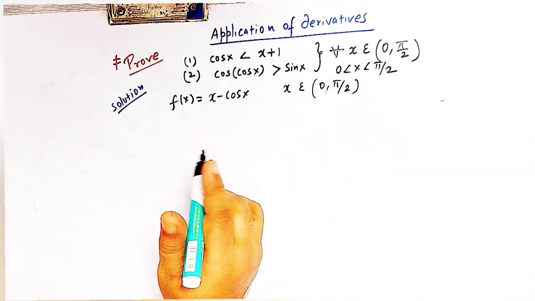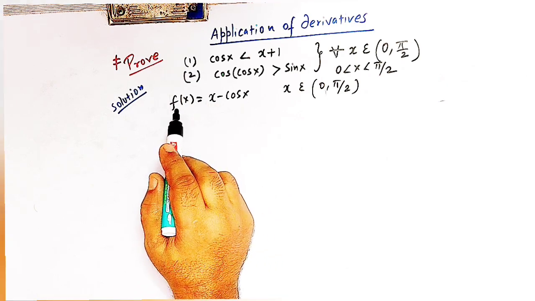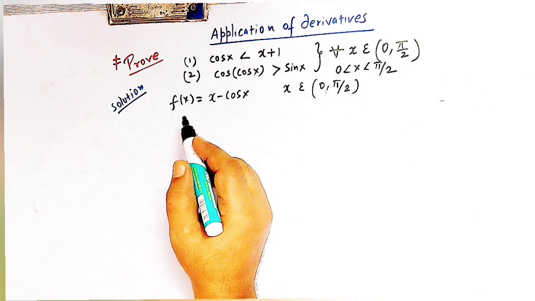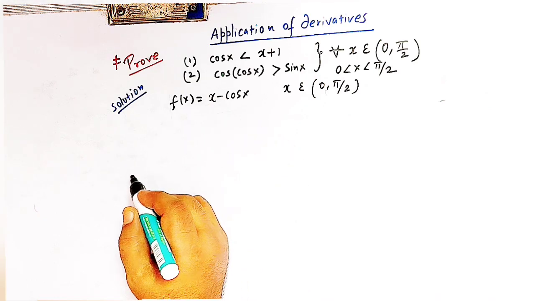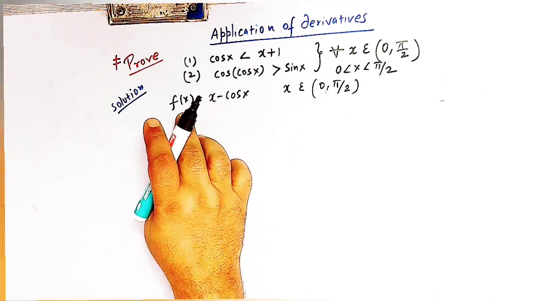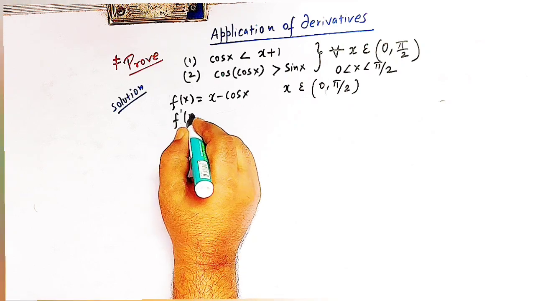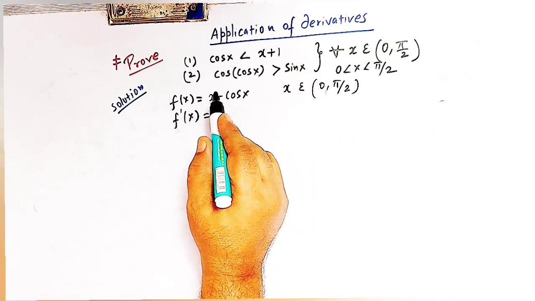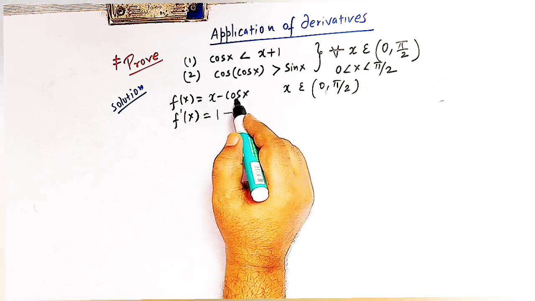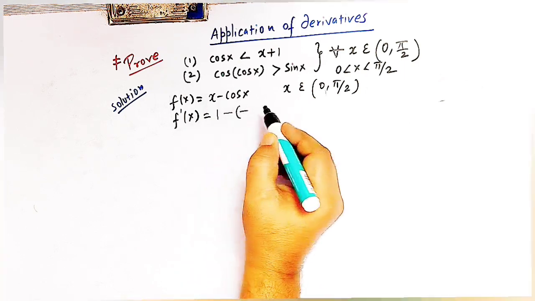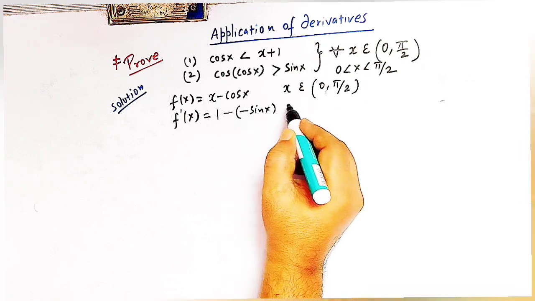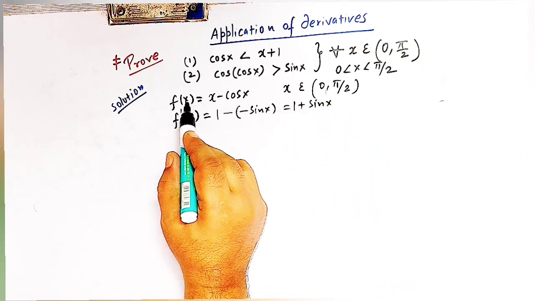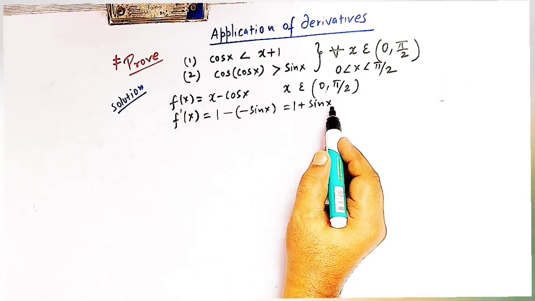So here we'll see that this function f of x is an increasing function, and to prove that this function is an increasing function, we'll first find out the derivative of this function, that is f prime of x is equal to 1, that is, the derivative of x is 1, then the derivative of cosine x is minus sine x. So we have 1 plus sine x. So the derivative of f of x is 1 plus sine x.